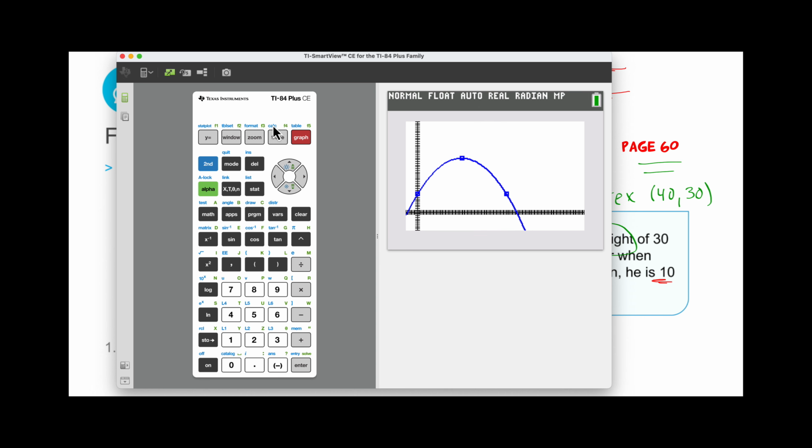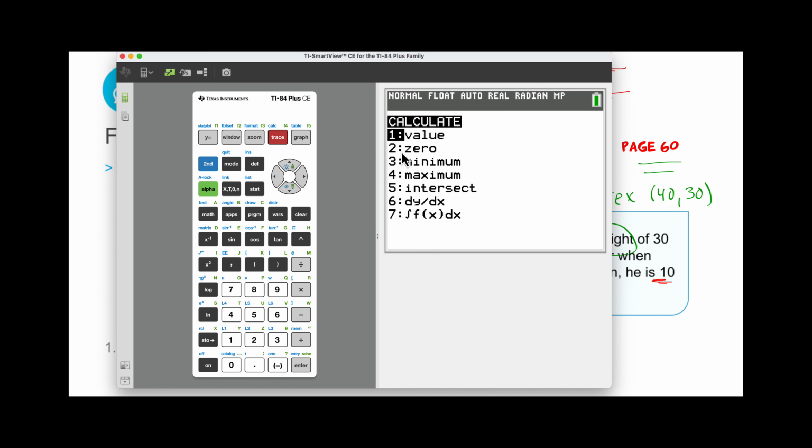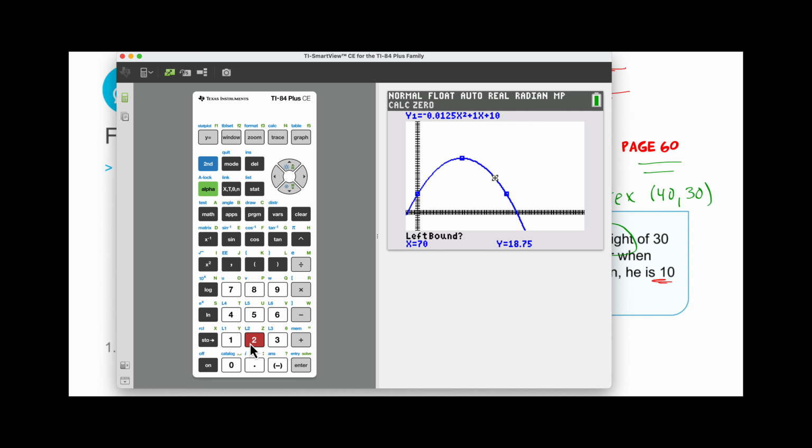We can go up to calculate. So we hit second, calculate, and this is called a zero. That's where you can find a root. So you hit choice 2. And here's how it works. Your calculator wants you to go left of the root. So I put the little blinky spider on the root, and I go left of it. It doesn't matter how far. So I just go a little bit left of it, and then I hit enter. And then I go to the right of it, and I hit enter.